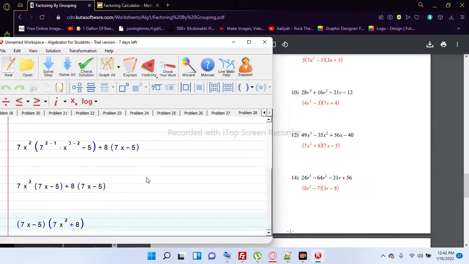Okay? Solve all. Wow. What does it say? 7x minus 5, parentheses, 7x squared plus 8. Same thing here. Wow. 7x squared plus 8. Right there. 7x minus 5. Right there. The teacher will tell you it's still correct. It just prints it out a different way. Just put it the way you see it on the page and you get it correct. Wow. How hard was that? Not very hard.